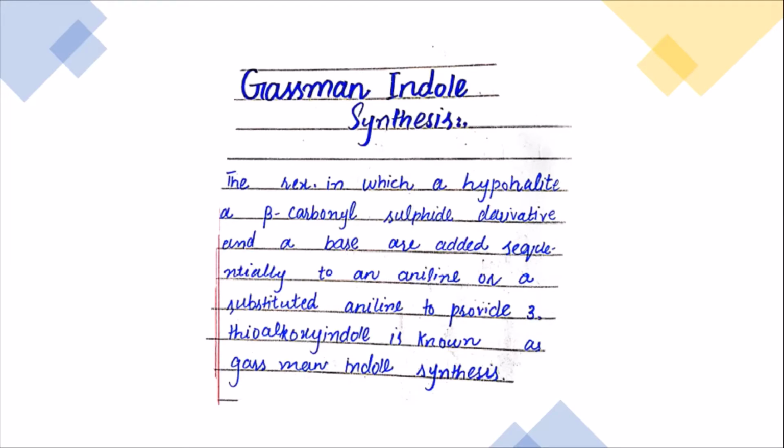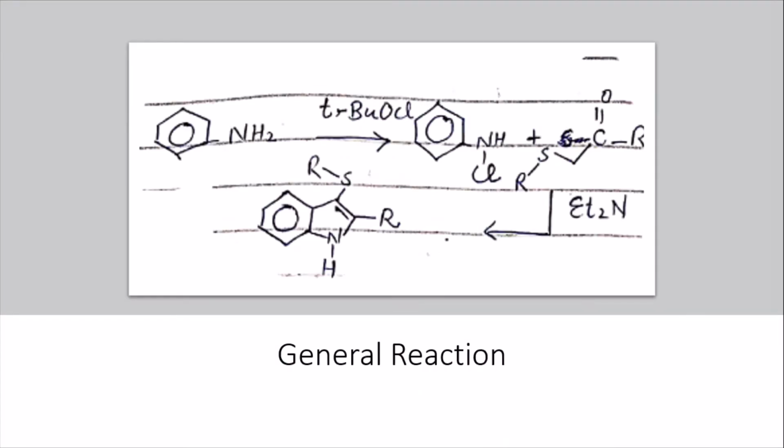This is a reaction in which a hypohalite, a beta-carbonyl sulfide derivative, and a base are added sequentially to an aniline or a substituted aniline to provide 3-thioalkoxyindole. So this is already a substituted indole. This is known as the Gassman indole synthesis. So this is the general reaction for this.